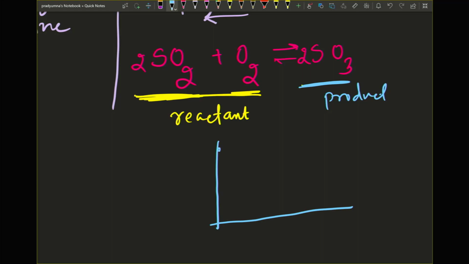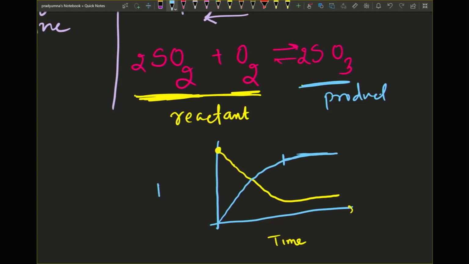Initially you have a lot more reactant, right? Yellow is our reactant. So initially you had a lot more reactant. What's going to happen as time progresses? This is our time. As time progresses, the amount of reactant would go down. The same thing will happen, but in the opposite direction, for the product. Initially you didn't have any product, so it's going to go up, and after a certain point of time you will notice that the amount of product formed is staying constant.